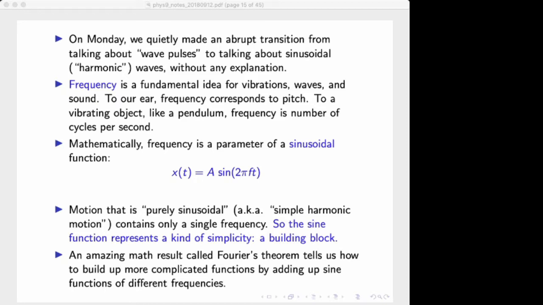So the sine function represents a kind of building block, a kind of simplicity in describing things that are periodic. There's this amazing math result, I think it's a Math 114 result, called Fourier's theorem, that tells us how to build up more complicated functions by adding up sine functions of different frequencies. It actually might be a Math 240 result.